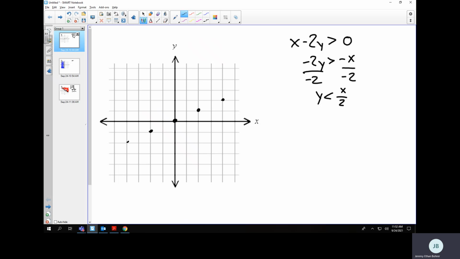And notice that this does not have the possibility of equality. This is a strict inequality, so the line itself is not part of the solution set. So we make this a dashed line, and then we shade it. We shade below to indicate the solution set.